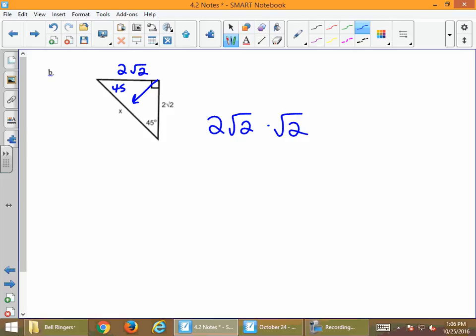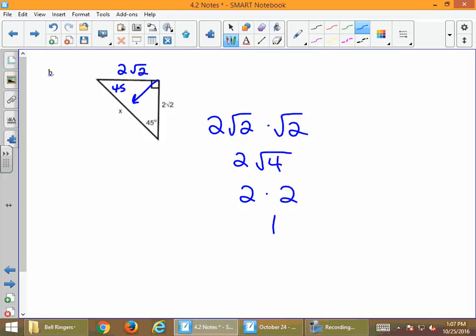When I do radical 2 times radical 2, what does that give me? Radical 4. So the 2 stays the same outside, and it'd be radical 4. Not only is this thing called a radical, it's also called a square root. What is the square root of 4? 2. So really, this is 2 times 2. And 2 times 2 is?